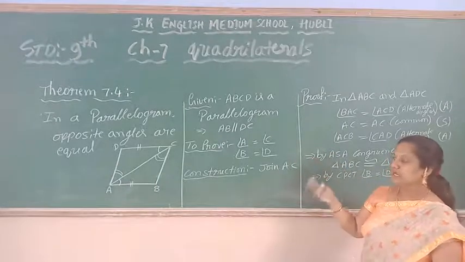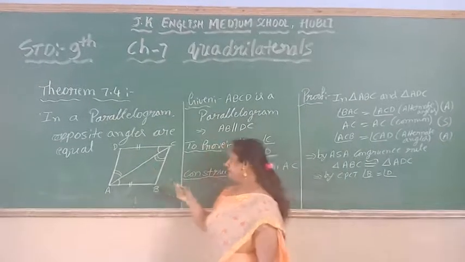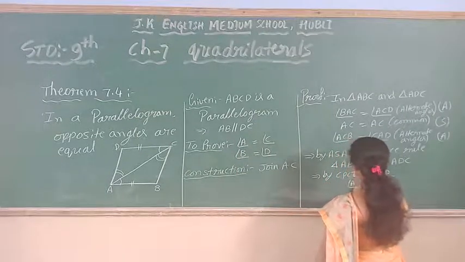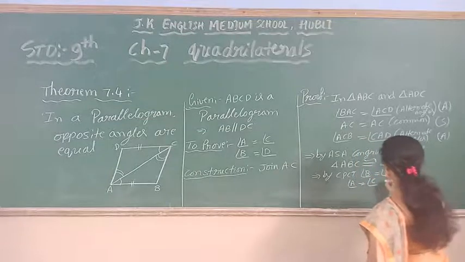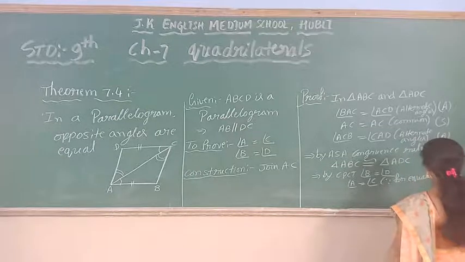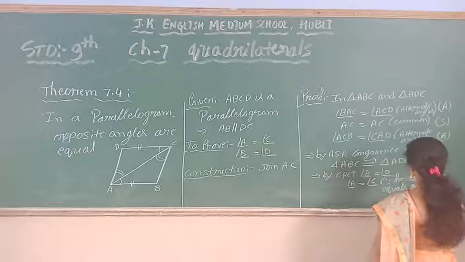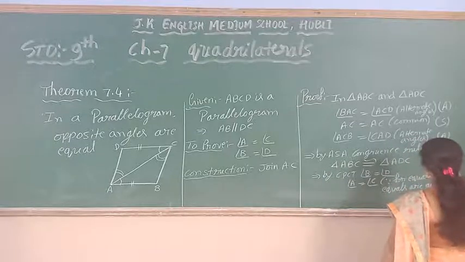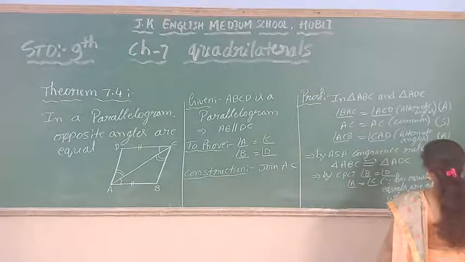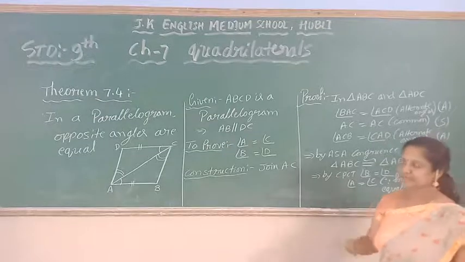Similarly, I can prove it. For equals, see, these two angles are equal. Angle A is equal to angle C also, because equals added to equals are equal. Okay, so in this way we have to prove that in a parallelogram opposite angles are equal.